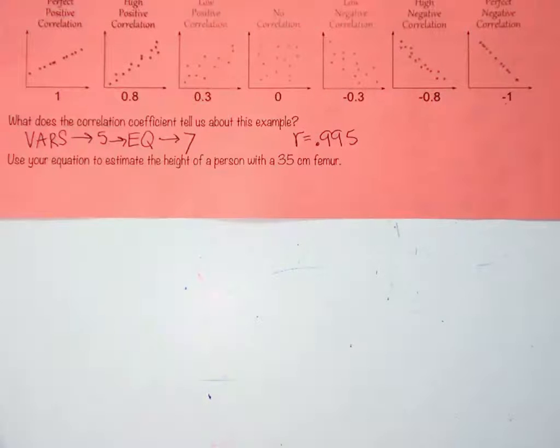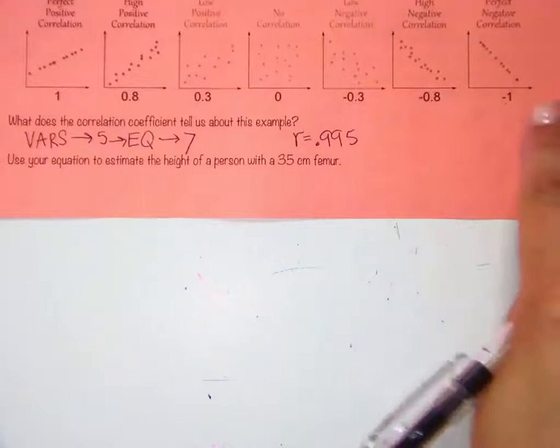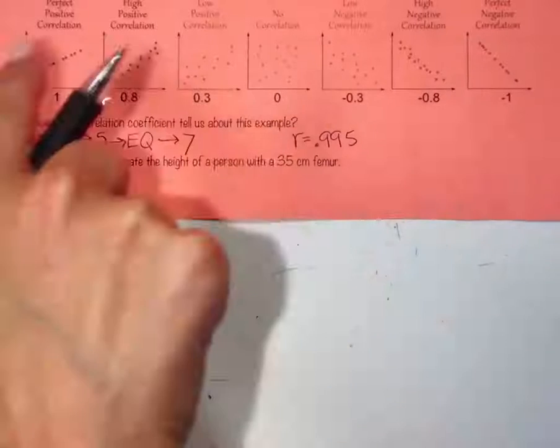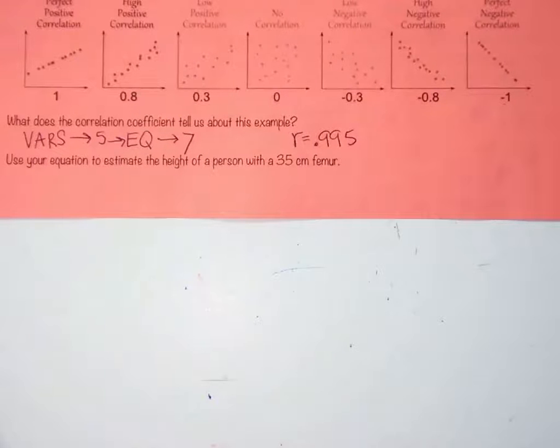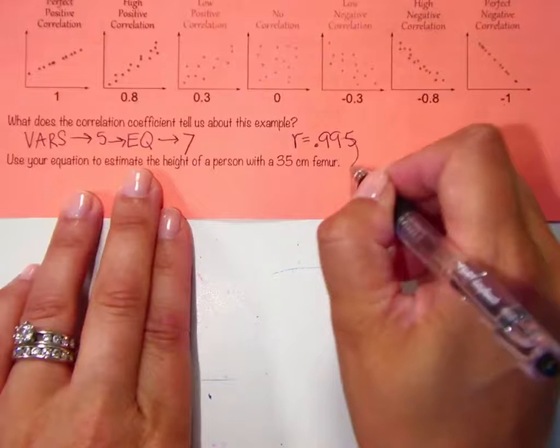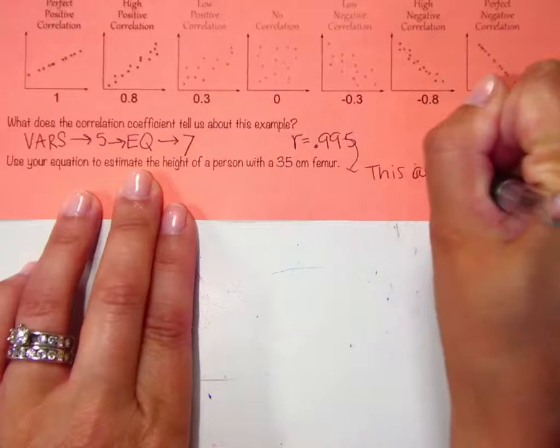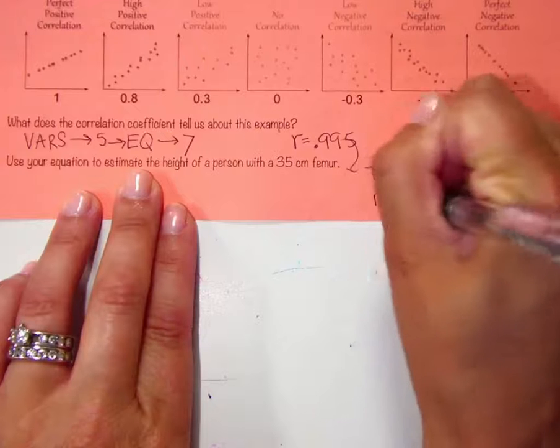So what is that value telling us about how well our equation fits that data, based on these numbers? Where does this fall between 1 and -1? It's really, really close to 1, isn't it? So what that tells us is that this almost perfectly fits the data.